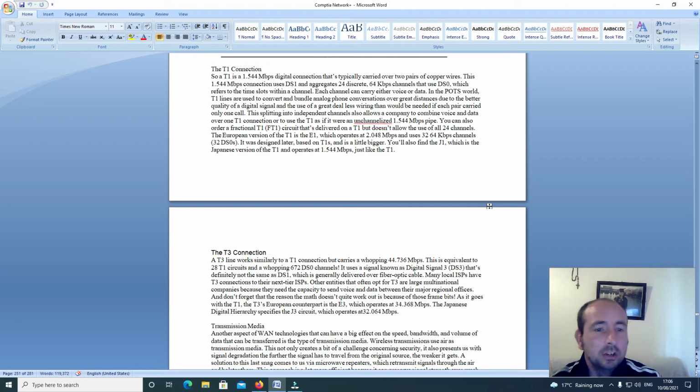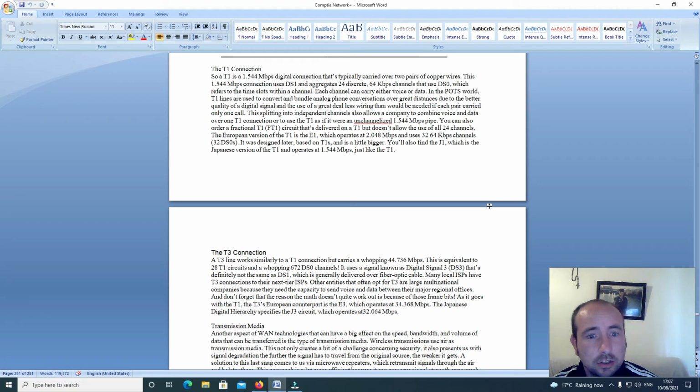The T1 connection. T1 is a 1.544 megabits per second digital connection that's typically carried over two pairs of copper wires. This connection uses DS1 and aggregates 24 discrete 64 kilobits per second channels that use DS0, which refers to the time slots within a channel. Each channel can carry either voice or data. In the POTS world, T1 lines are used to convert and bundle analog phone conversations over great distances due to the better quality of a digital signal and the use of a great deal less wiring that would be needed if each pair carried only one call.